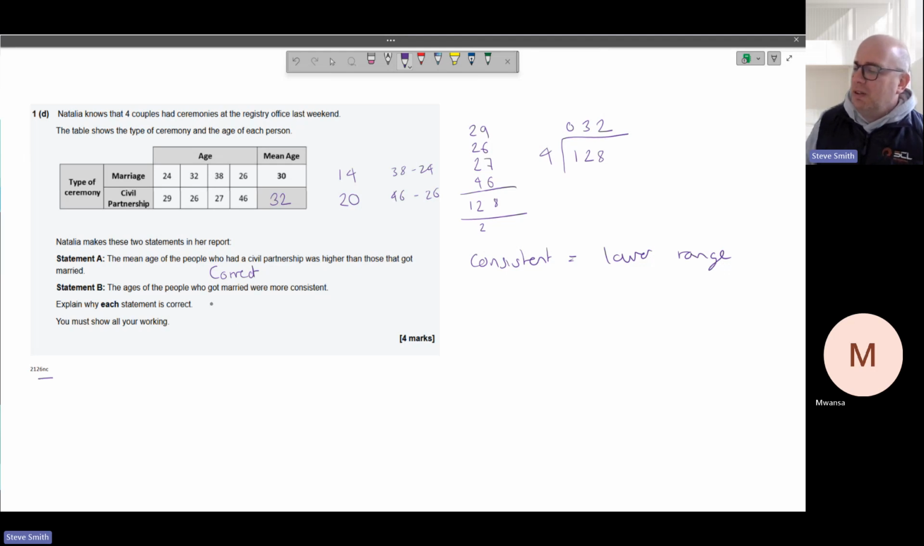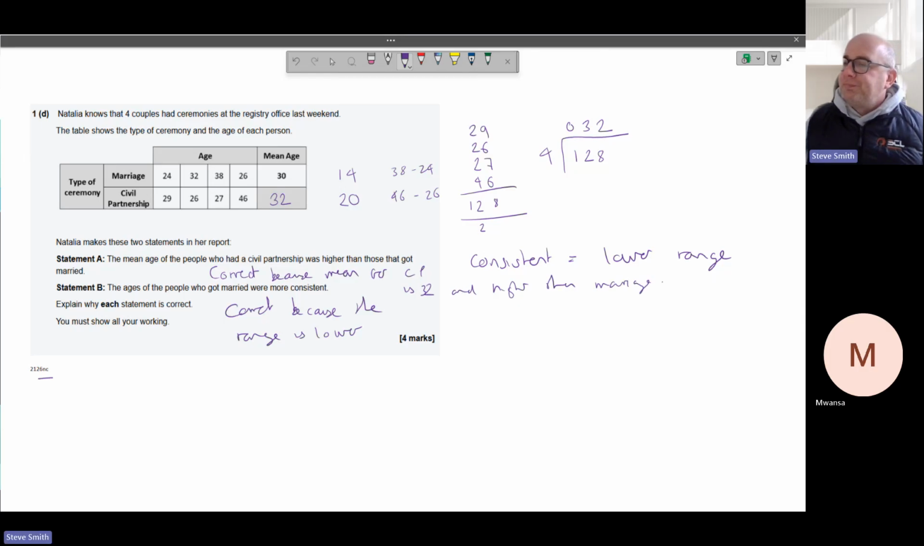Explain why each statement is correct. Well, that's hard because it is. Let's put here correct because the range is lower. And then that one, why is that one correct? Well, because the mean is higher. Correct because mean for civil partnership is 32 and higher than married.